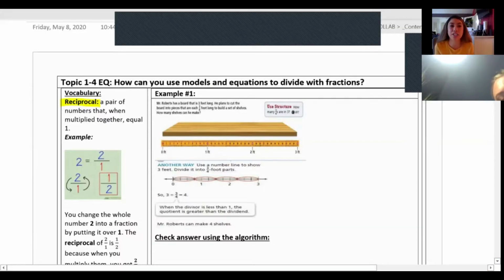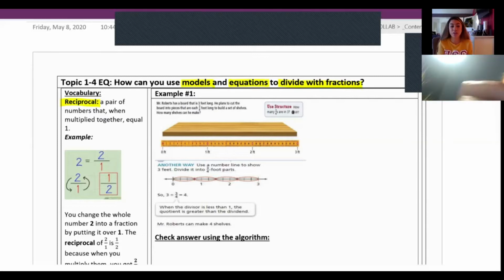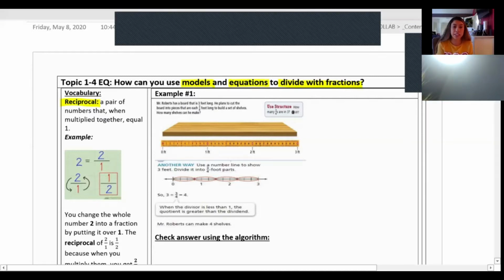Topic 1-4 essential question is how can you use models and equations to divide with fractions? Perfect. We just have one vocabulary word, reciprocal. Reciprocal is a pair of numbers that when multiplied together equal 1.